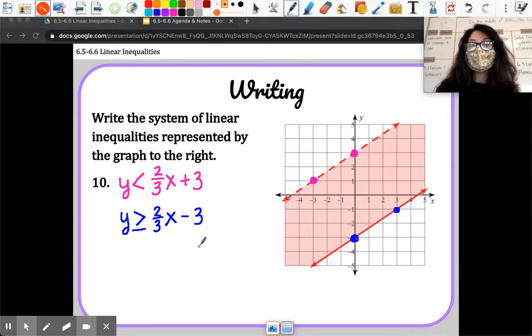If you're looking at a system of equations and the lines are parallel, your answer will always be no solution. If you're looking at a system of inequalities, your answer could be no solution, or it could have a solution so long as the shaded region ended up overlapping. So be careful when you're solving systems of inequalities by graphing. Just because the lines are parallel doesn't mean your answer's no solution.